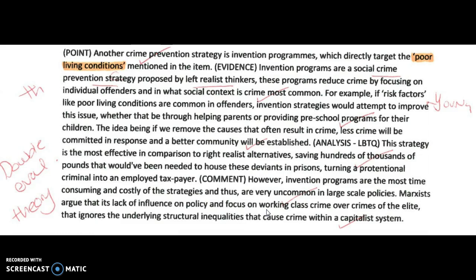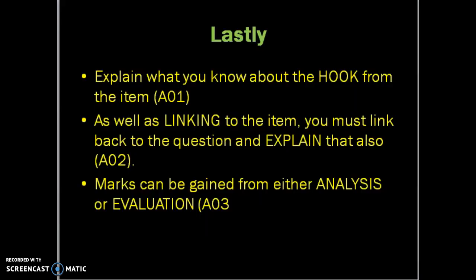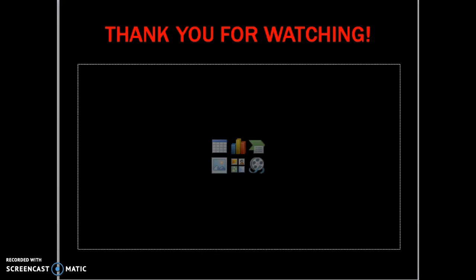Okay, so the reason why I wanted to show you that was that she has such a nice structure, and while you are practicing, pop in those things like the point, the E, the A, the C while you're answering, just to help you structure and focus your minds while you are answering those questions. Just to summarise, remember you've got to explain what you know about the hook from the item, link it to the item and link back to the question to get the AO2 marks. And remember, you can gain marks from either analysis or evaluation on these 10-markers if it has got an item.